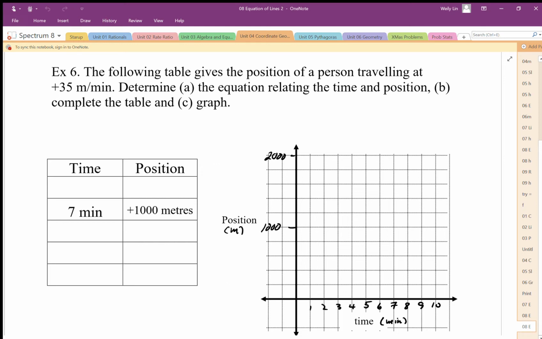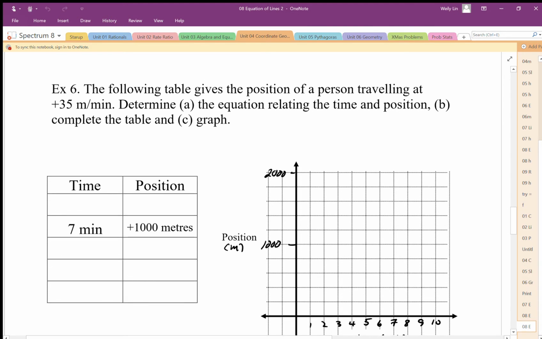So in this relationship, we are relating the position of a person moving with the time. Okay, so that's our relationship. The position is going to be our dependent variable. The time is our independent variable. And the information we've been given is that the person is traveling at a rate of 35 meters per minute.